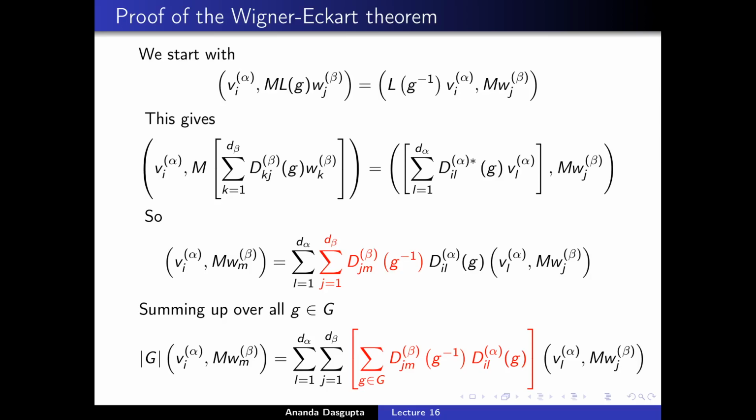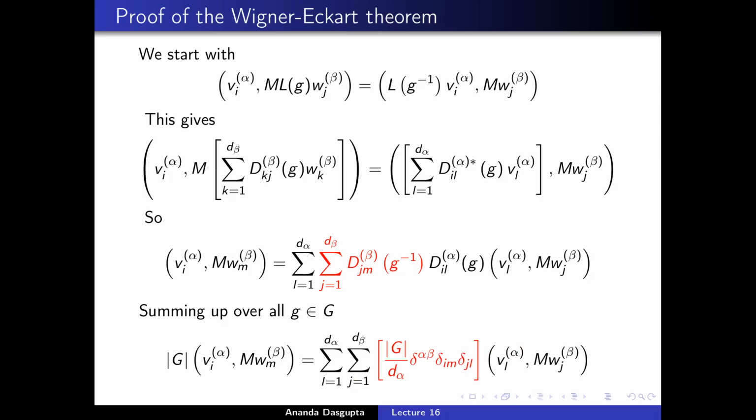On the right, on the other hand, you have a sum which has been indicated in red over here, and that sum obviously can be simplified by using the great orthogonality theorem. It is simply mod G by d_α, delta_αβ delta_im delta_jl. So now you have a sum over l and j, and you have delta symbols involving both of them.